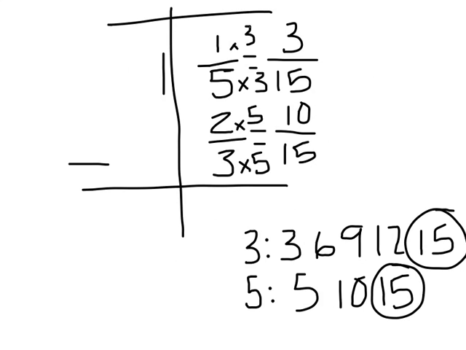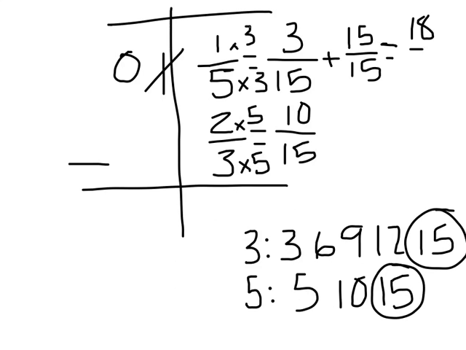Now I'm ready to subtract. Can I subtract 3/15 minus 10/15? No, I need to borrow. I now have 0 holes. I add plus 15 over 15, and that gives me 18/15. Now I can subtract. 18 over 15 minus 10 over 15 is 8 over 15.